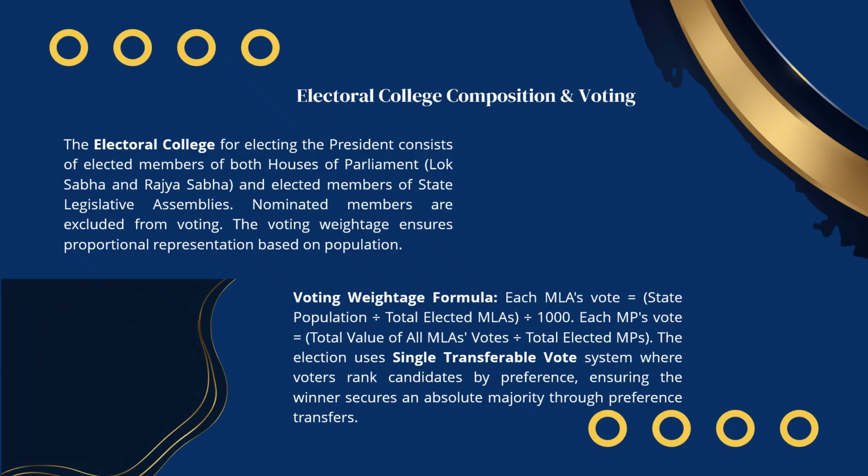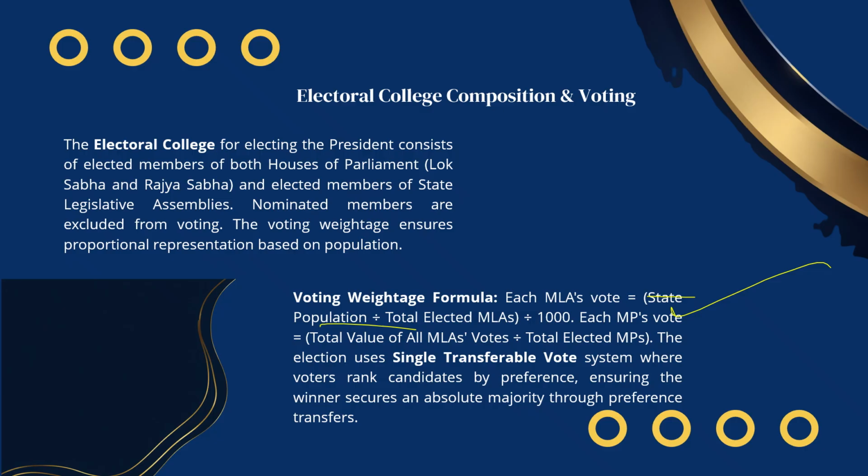Because the states have different populations. So here's the formula written. Each MLA's vote value is calculated using this formula. More population equals more vote value. That's very simple. Now for MPs, their vote value is calculated differently. For MPs, what happens is that the total value of the MLAs' votes is divided by the total elected MPs. So what's the goal here? It's to balance power between the states and the parliament.